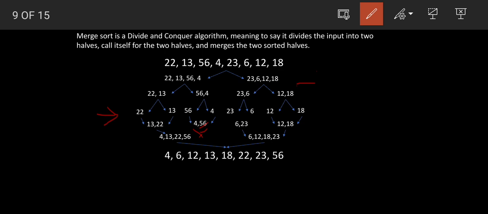And after that, we're gonna merge this and this, so it will have a sorted output, which is 4, 6, 12, 13, 18, 22, 23, 56.